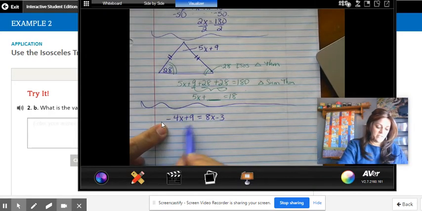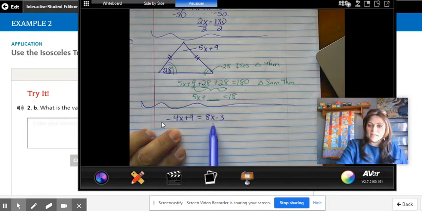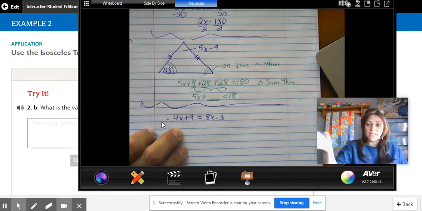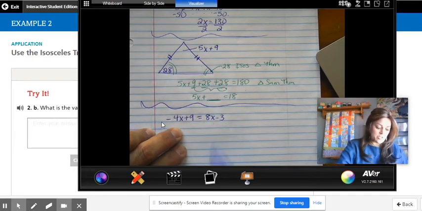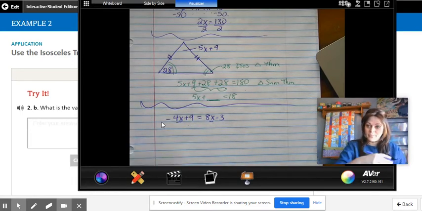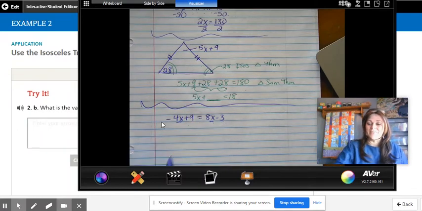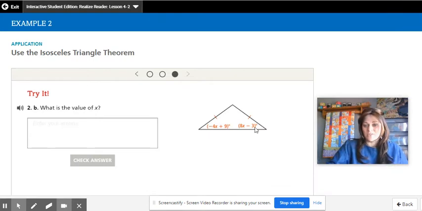Here's that first angle. Here's that second angle, or left and right. I know they're congruent, so set them equal to each other. Congruent is saying that the measurements are equal. So you're going to have to get the x's together, move them, get the constants together, and then solve for x. So in this case, you don't actually use the triangle sum.